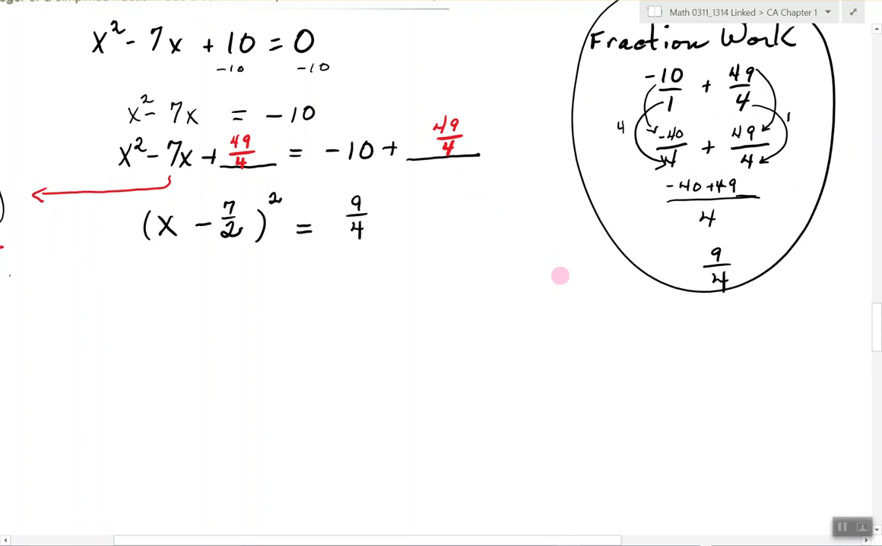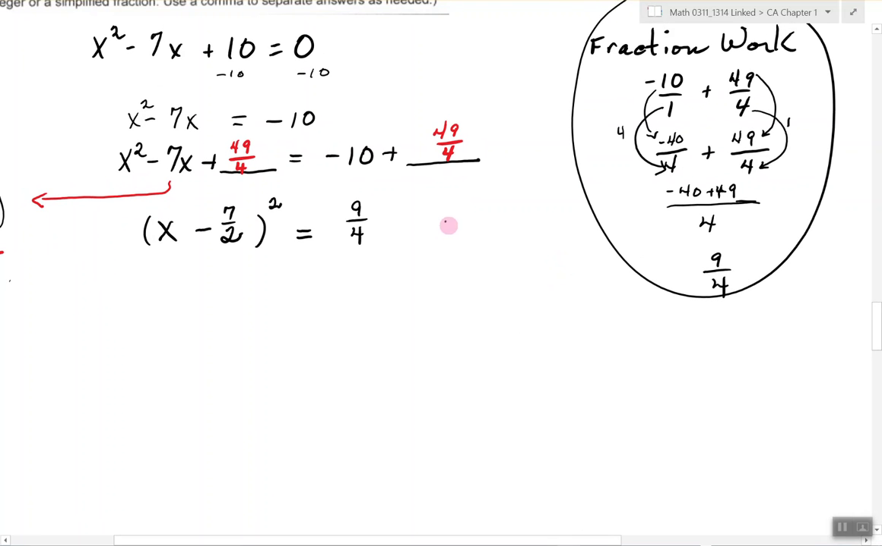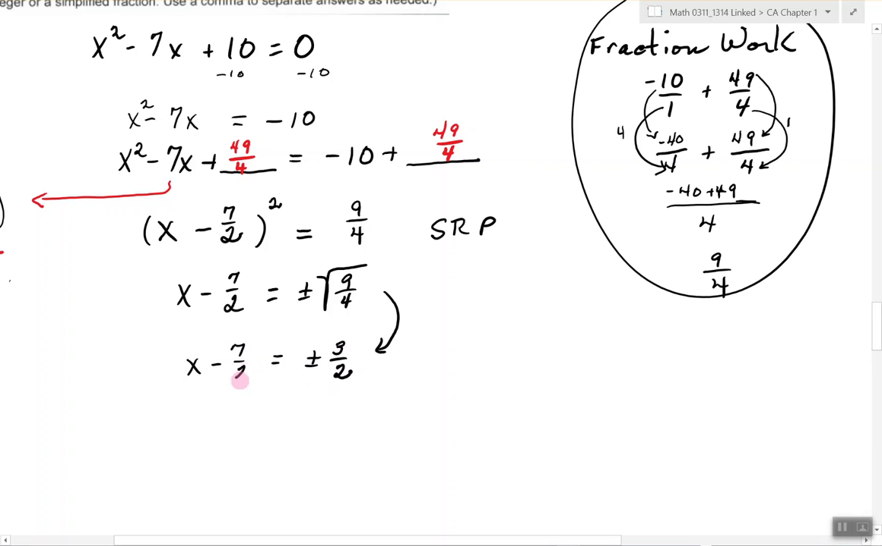All right, moving on. Now it's time to use the square root property because I have something squared equals a constant. So x minus 7 over 2 is equal to plus or minus the square root of 9 over 4. Can you simplify that? Yes, the numerator's a perfect square, the denominator's a perfect square, so that becomes plus or minus 3 over 2. So x minus 7 over 2 is plus or minus 3 over 2.